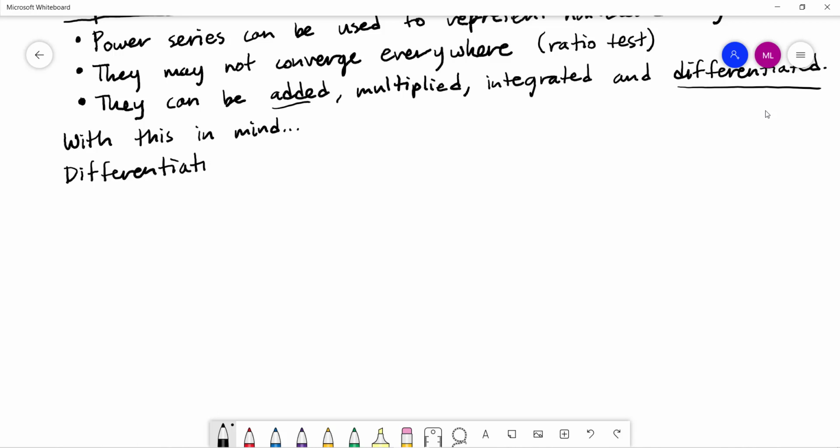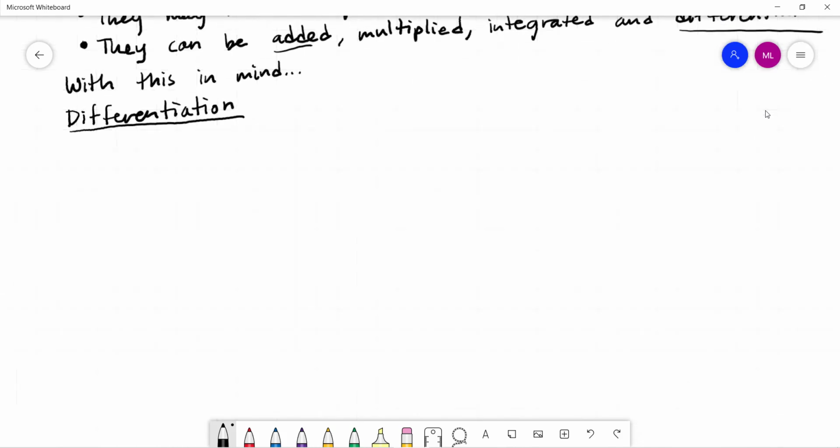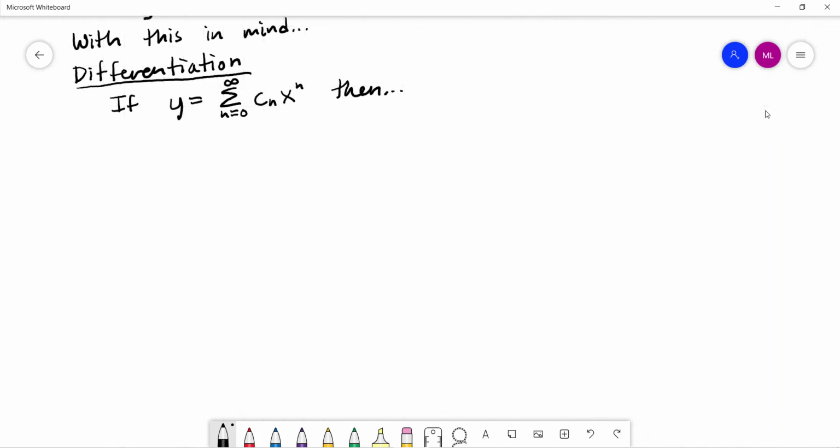And I'll do it for us here because really, once we do this set of cases, these are the only cases that we're going to need. So if we have y equals the sum from n equals 0 to infinity of Cn x to the n, then what does y prime look like?